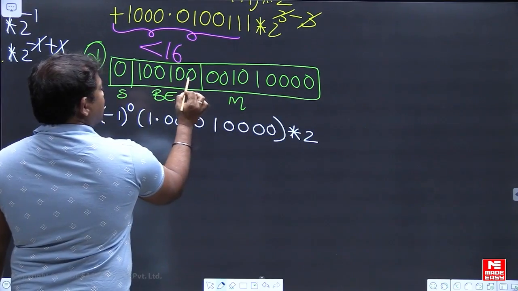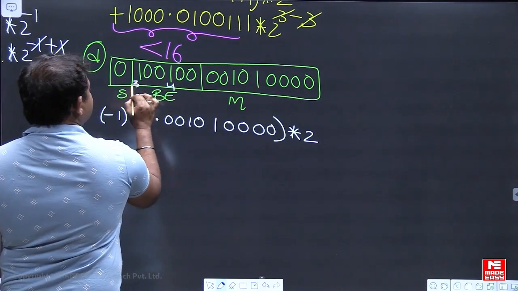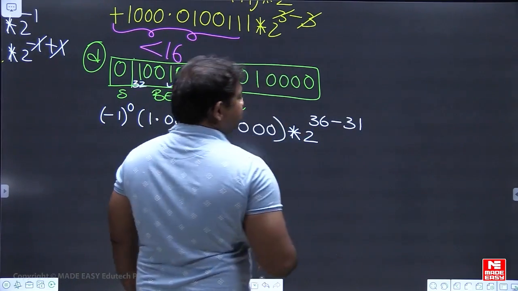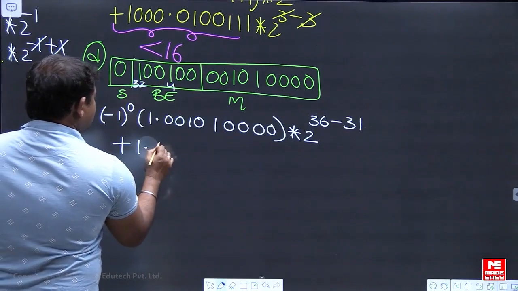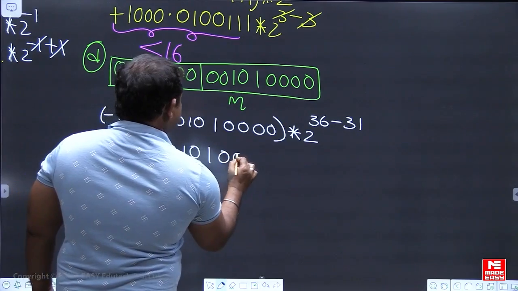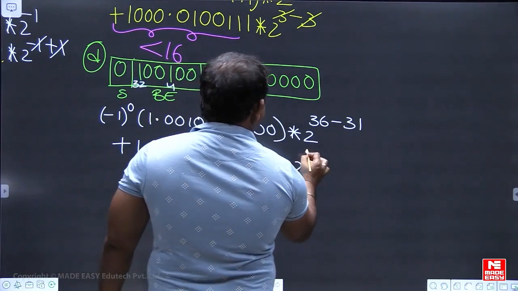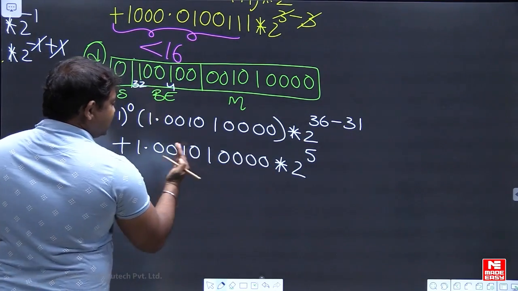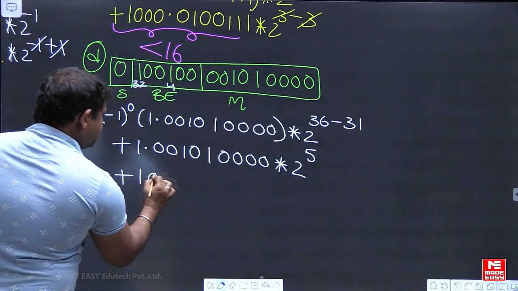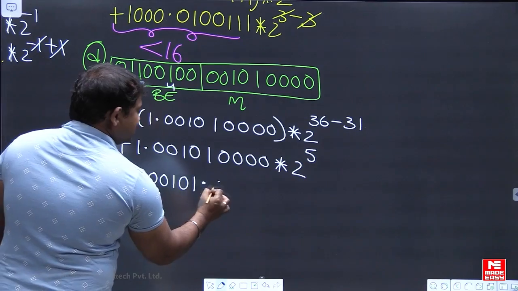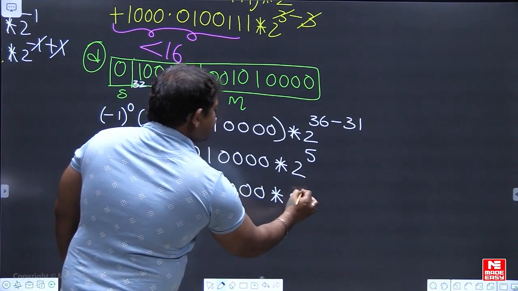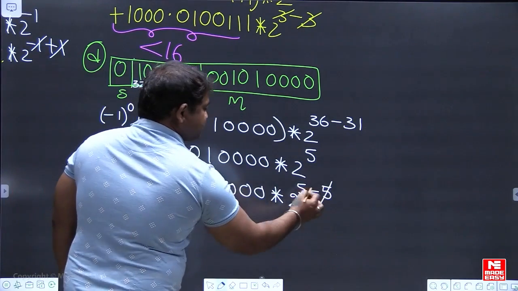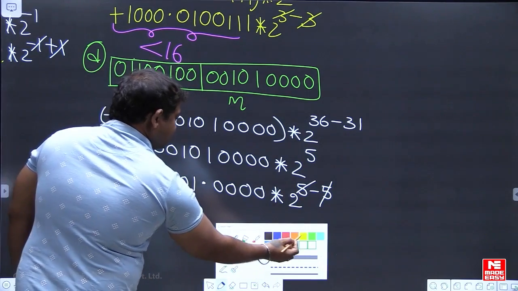This BE value: 1, 2, 4, 8, 16, 32. This is equal to 36. Minus 31, BE minus bias. So this is plus 1.00101000 into 2 power 5. 36 minus 31 is 5. So make this exponent 0. For that, align the data to the left direction 5 times. So 1, 0, 0, 1, 0, 1, 5 times 0.0000 into 2 power 5. Because of left alignment 5 times, the exponent is decremented 5 times. So the exponent becomes cancelled. Now report the decimal value.